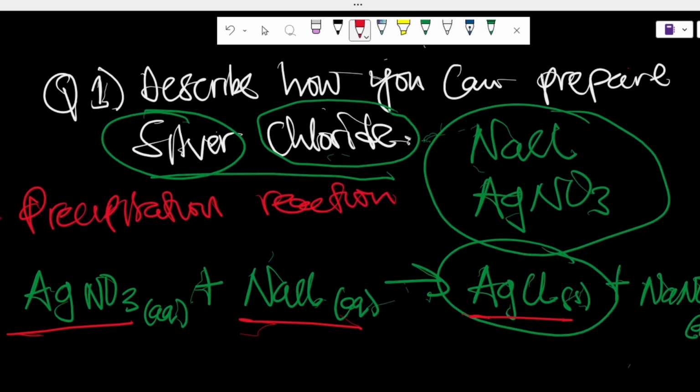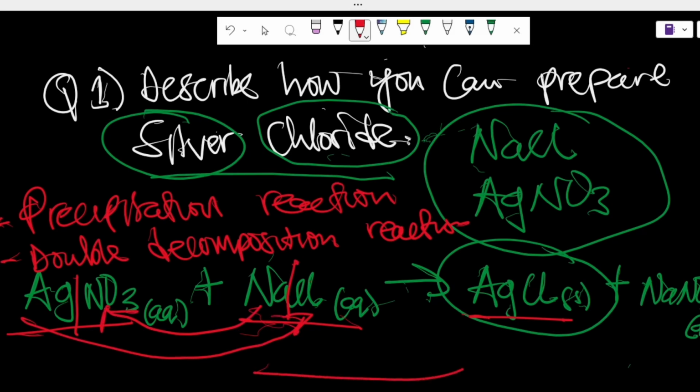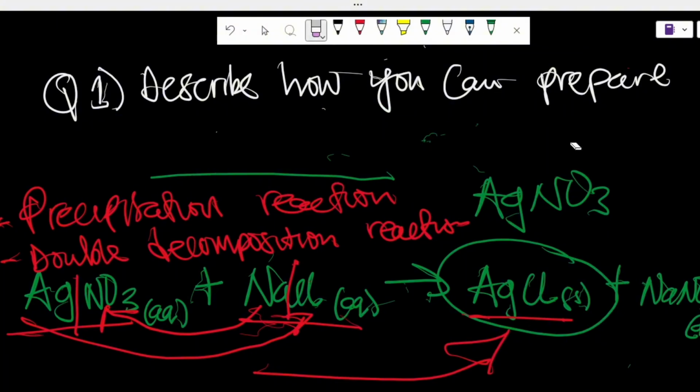But it is also called double decomposition reaction, because as you can see, there should be the decomposition of both silver nitrate and sodium chloride so that these can mix together to have everything that you have on this side of the equation. So make sure that you understand these principles because they are very important.